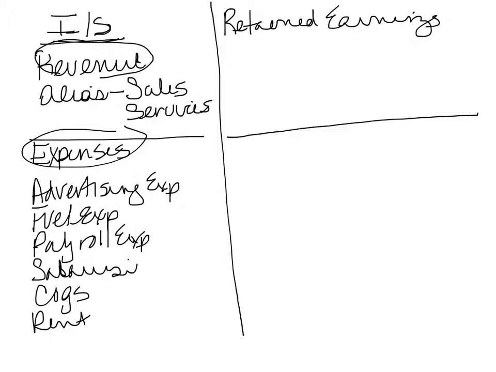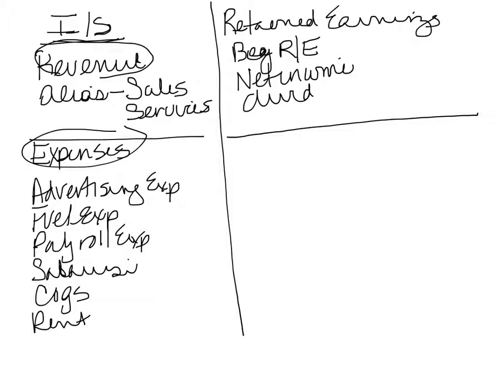What goes on the statement of retained earnings is beginning retained earnings, and I'm going to abbreviate, net income, dividends, all go on the statement of retained earnings. So if you see any of this verbiage in a problem, then you're going to know that it goes to the statement of retained earnings.